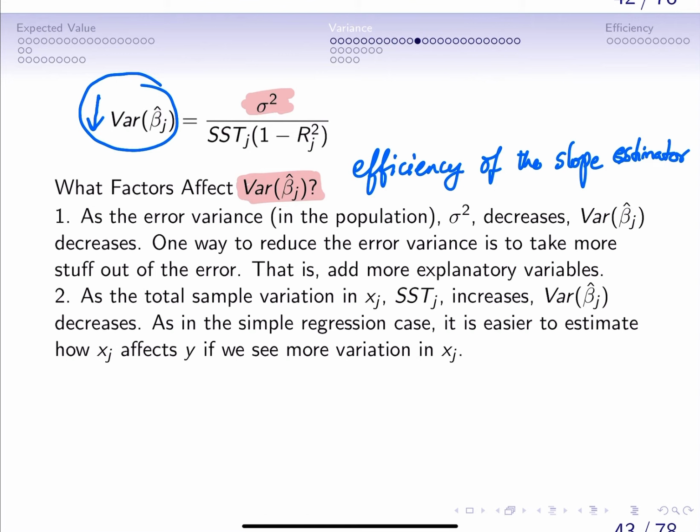The first thing is the error variance. As sigma square decreases, as the numerator decreases, the variance of beta hat j would decrease.